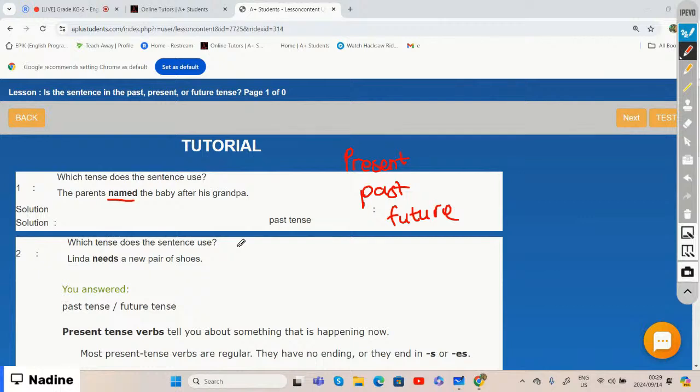And if we were to look at the word named, right? Named is in the past tense. So we can say this is past tense. Linda needs a new pair of shoes. Needs. Is this present tense, past tense, or future tense?